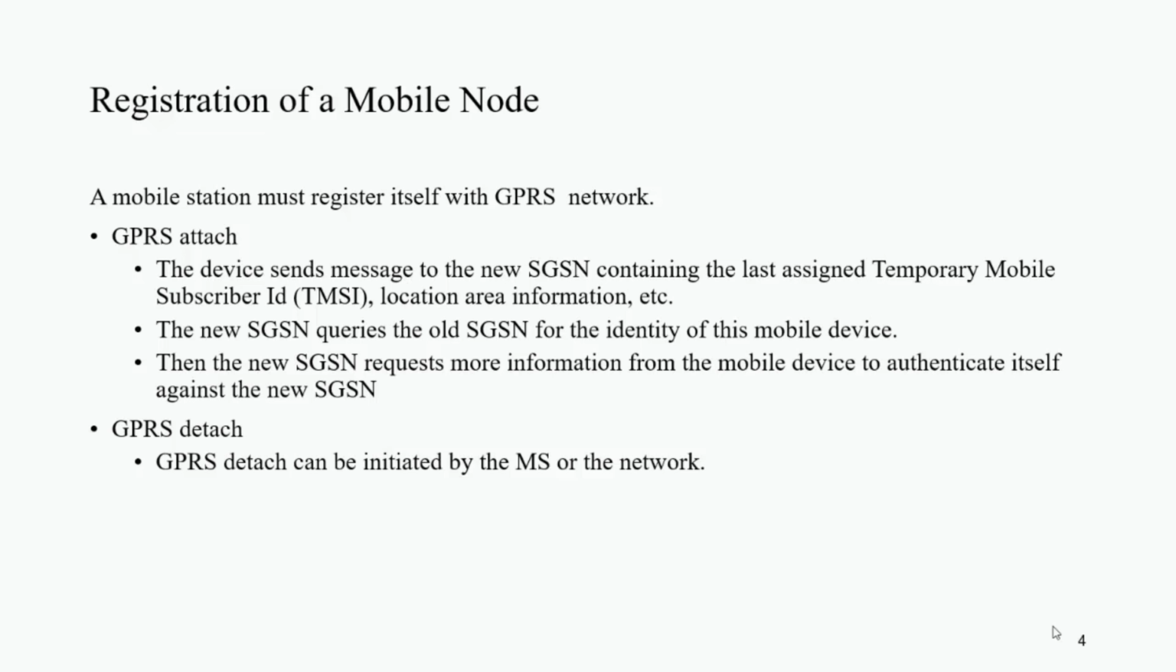Similarly, when attachment of a user is done, detach is also needed. There are two ways of detachment: either the user has to explicitly detach itself, or the BSC has to explicitly detach the user. BSC continuously monitors the signals. If the user is idle, then the BSC detaches the user.